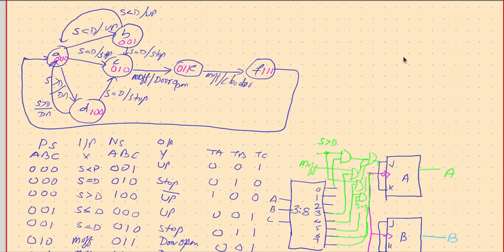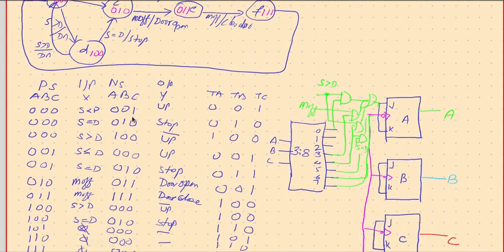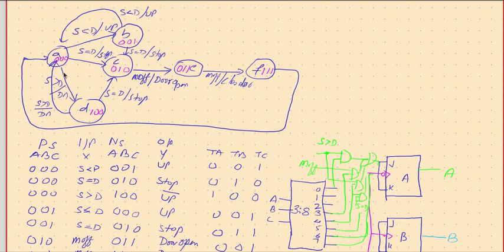Hi friends, let's continue our design. In the last session we had created this state diagram where we have six states. Let them be called 000, 001, 010, 100 and 111. And the state table looks something like this.